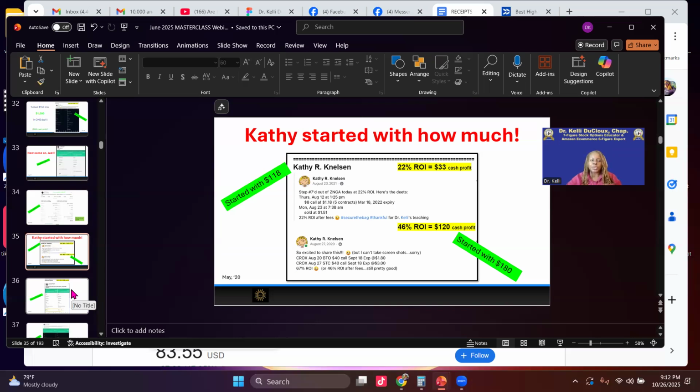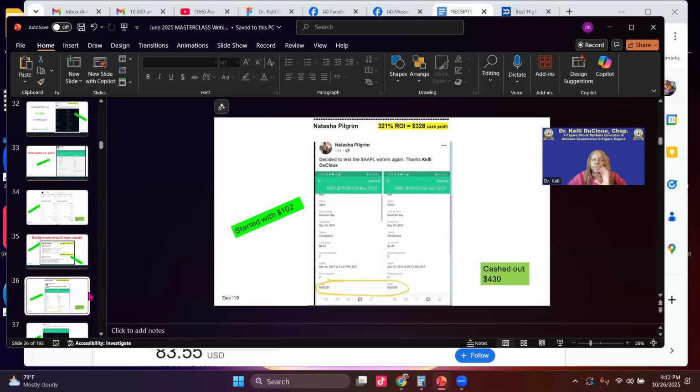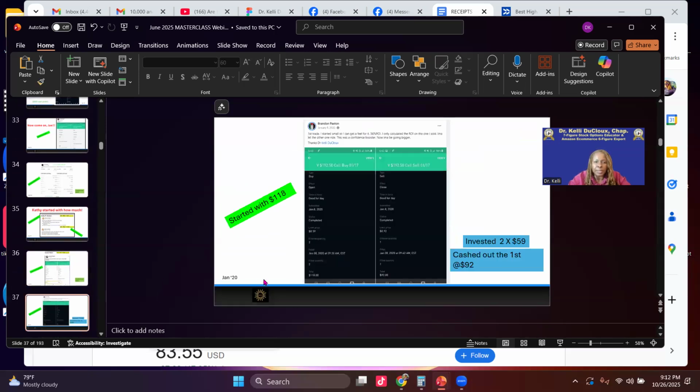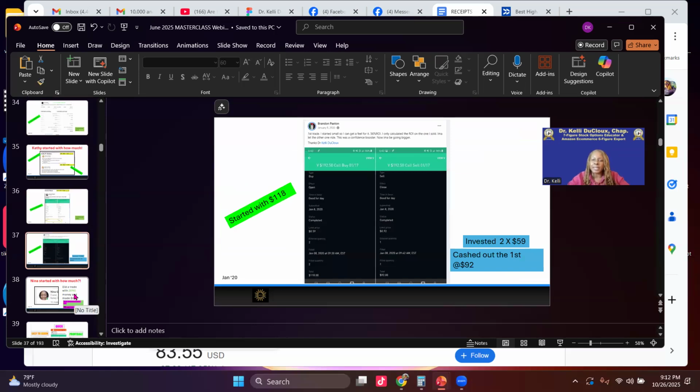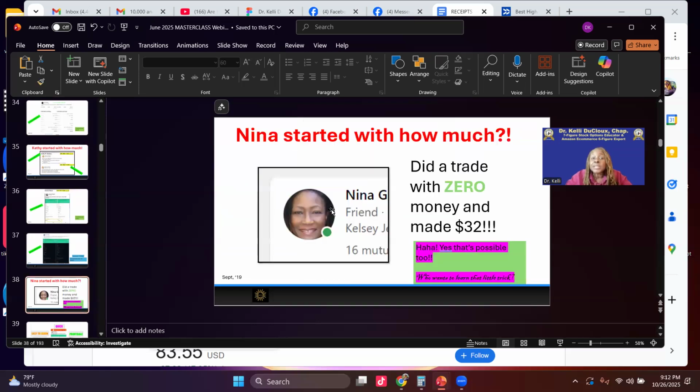So I really want to make sure we are very clear that you do not need, look at this, $102. Okay, look at this one. This one is 118. Well, you do not need a lot of money to get started. This is Sister Nina. She made $32 in the stock market and started off with zero. She didn't have to buy anything at all. That is the secret strategy where you can make money in the stock market guaranteed without even buying anything.